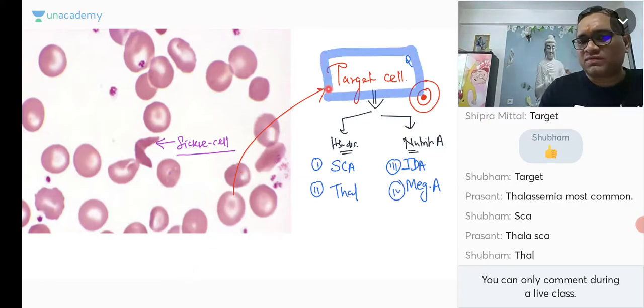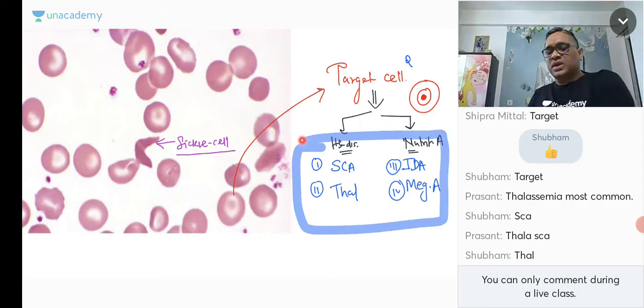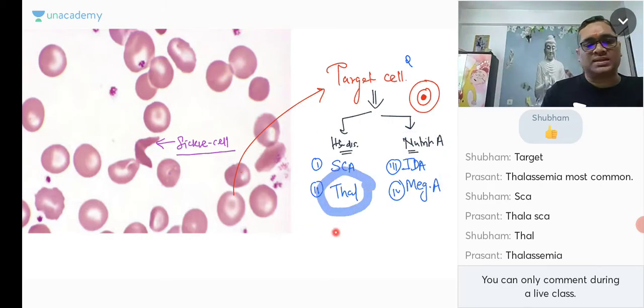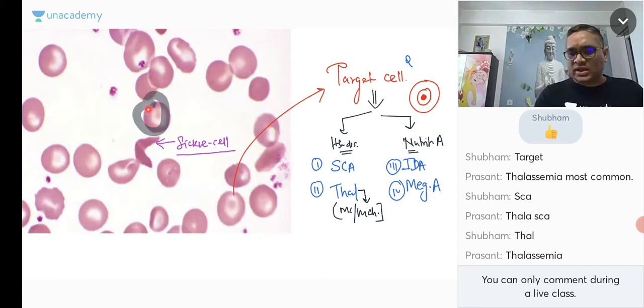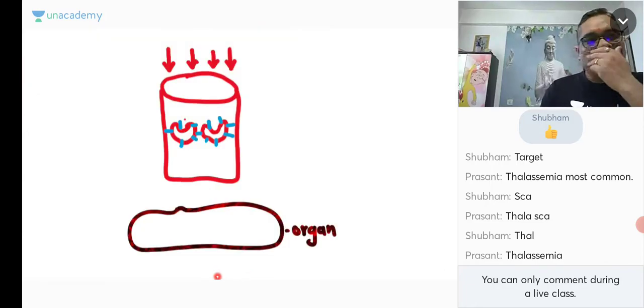Target cells are characteristic of which of the following conditions? And all 4 options were given in the exam. That is why I wanted to say this. They are most characteristic, or most commonly seen, in thalassemia. So out of all these reasons, target cells are most common in thalassemia. You have to remember this point. Now in this peripheral smear we are seeing sickle cells and target cells. Target cells can be seen in all these conditions, but they are most commonly associated with thalassemia. Clear? Right.